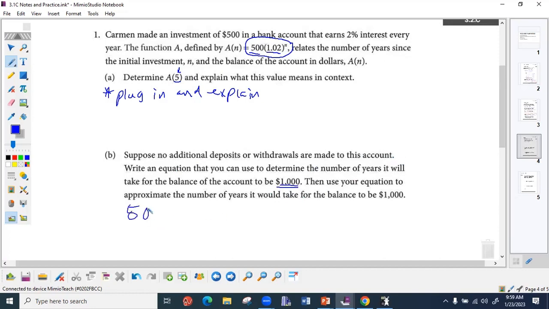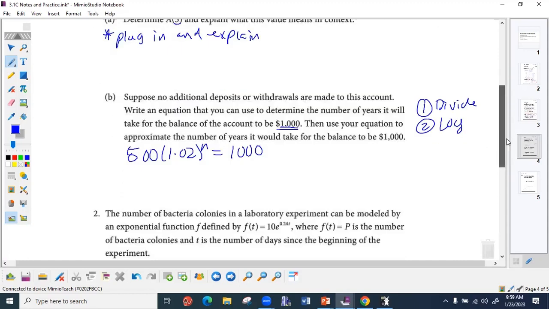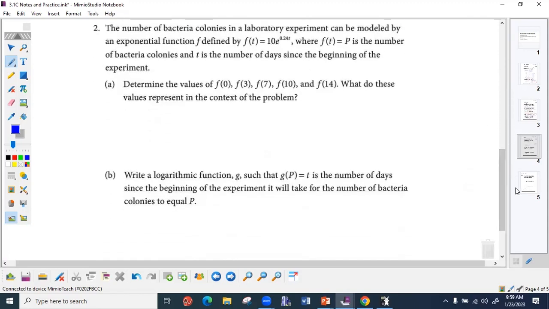So we have 500 times 1.02 to the n, and my output is going to be 1,000. And that's what it's wanting you to calculate. So you're going to have to use log, okay? So step 1 for you to remember is you have to get it by itself. So step 1 is you're going to have to divide. Then step 2, you're going to use log. Got it? So those are your homework hints for part B. Cool? All right, keep going. Don't try to solve it right now. Let's keep going through all the things.